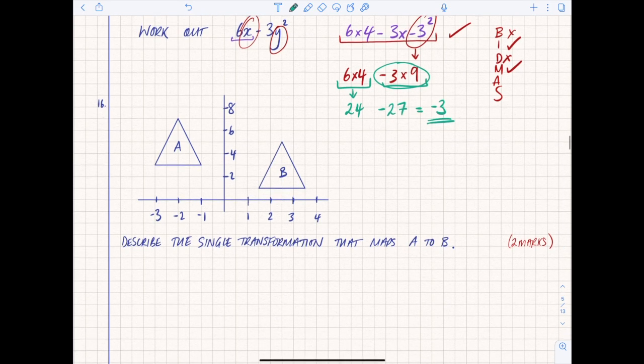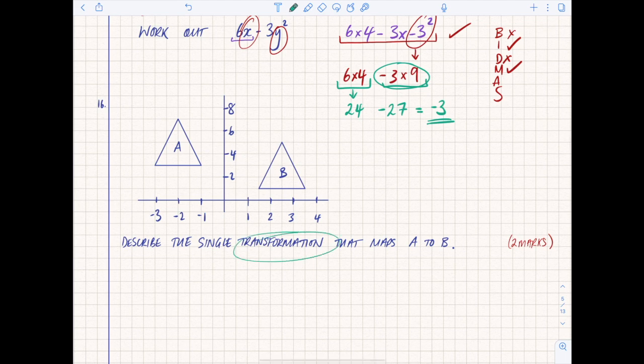Okay, question 16. So we've got a transformation here now. As soon as you see the word transformation, what I suggest you do is write down E-R-R-T. Transformations really, so enlargement, rotation, reflection, and translation. That's the way I just remember them. What you know is you have to say one of those words for this, because it's a single transformation. If you put more than one, you're going to get it wrong.